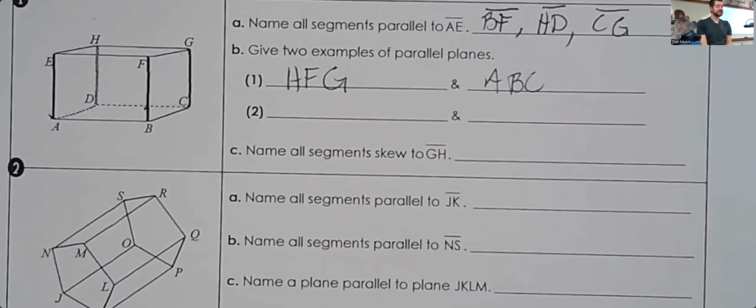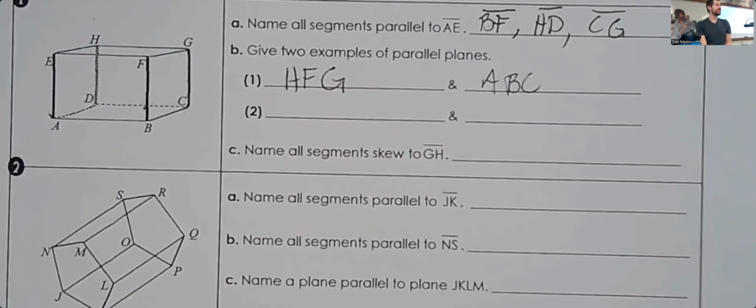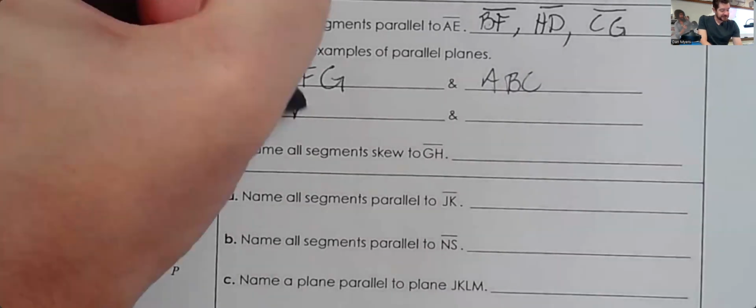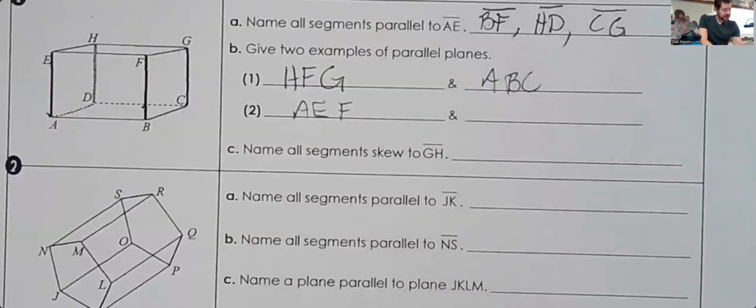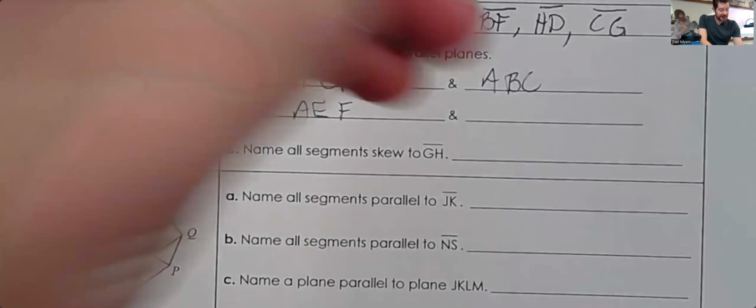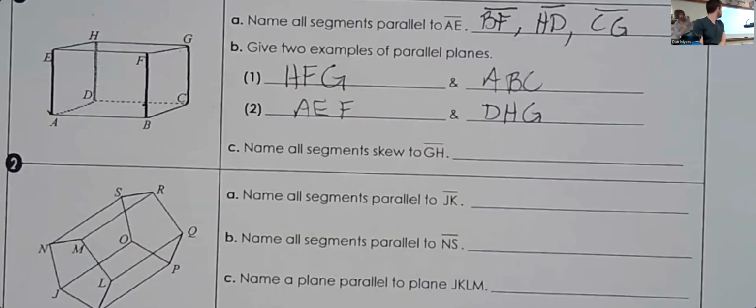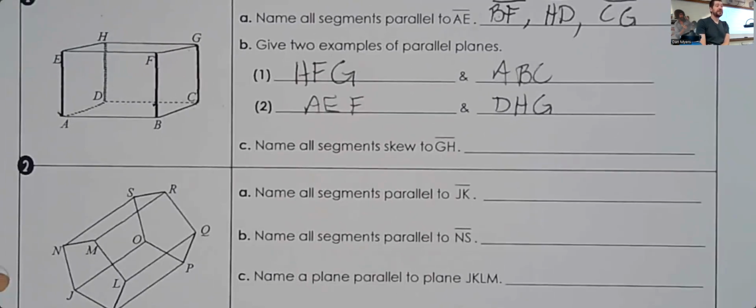Somebody give me an example of 2 more parallel planes. We've used top and bottom already. So AEF, that's the front, and DHG would be the back. Good. Cool. So front and back. Yep.